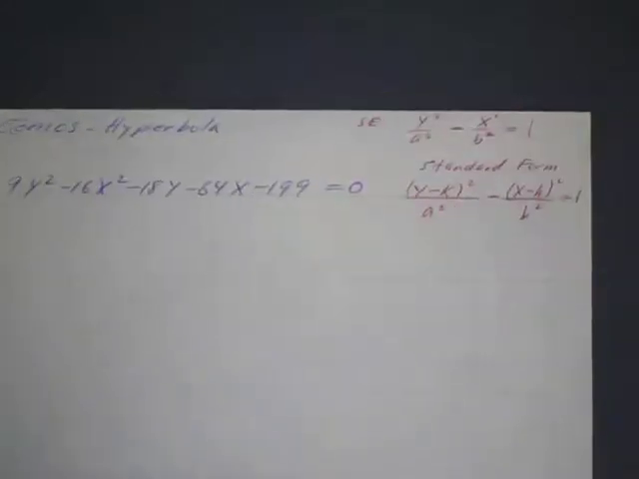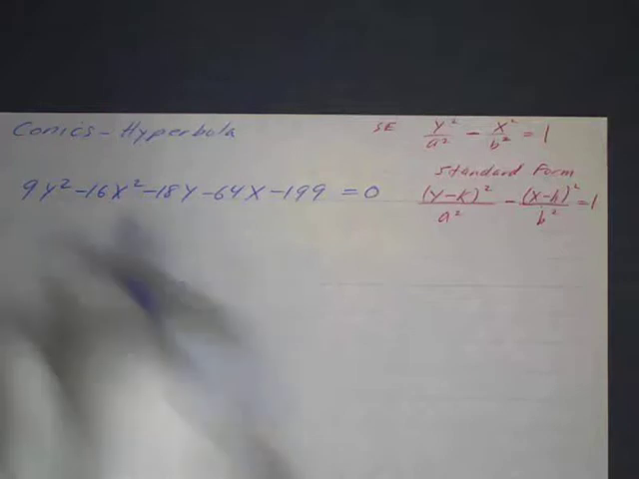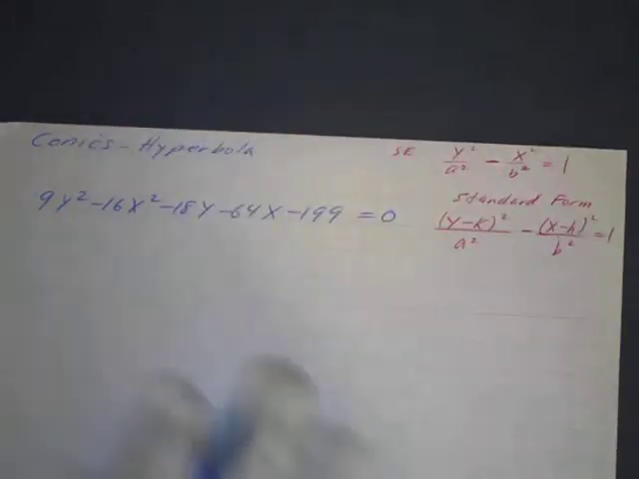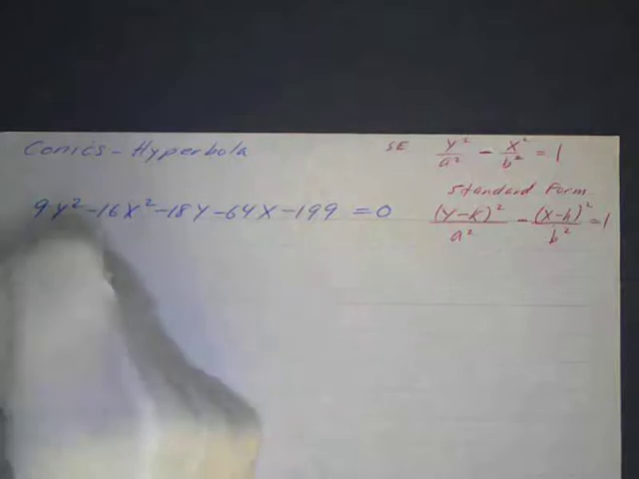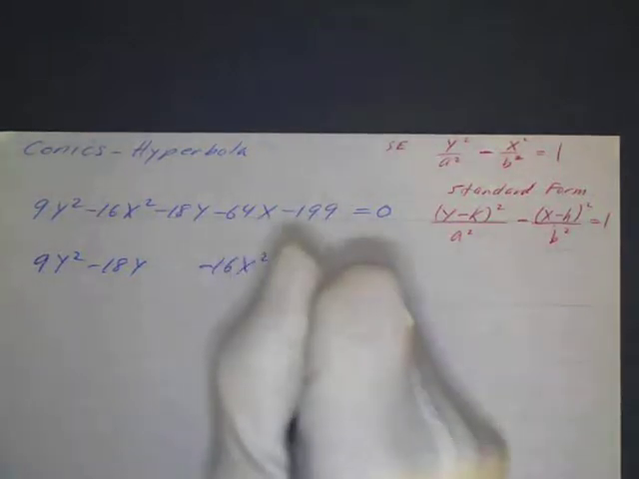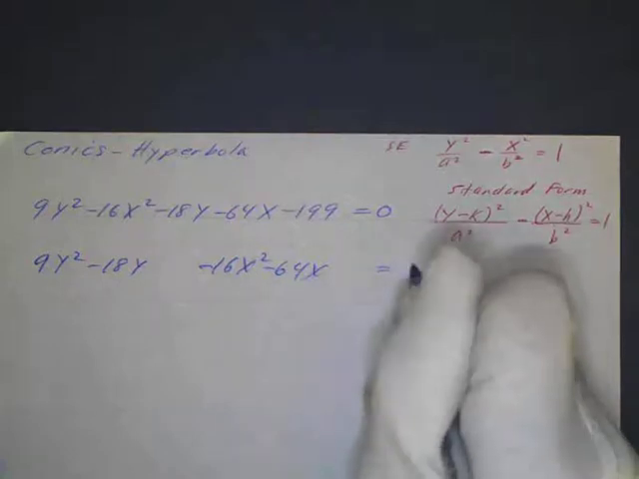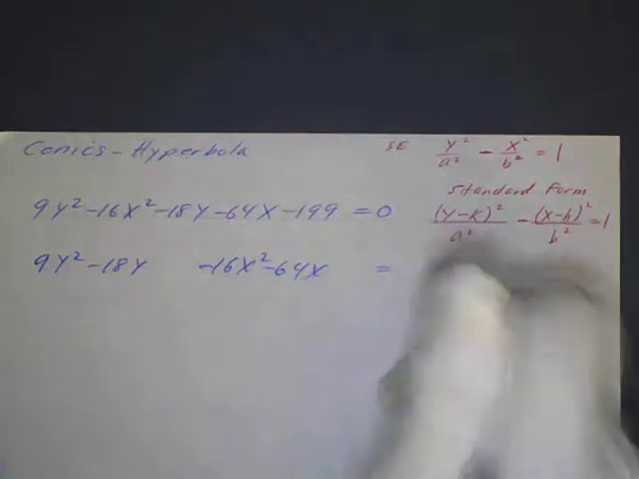So first of all, let's get this into our standard or graphing friendly form. Excuse me. So first of all, I'll separate these out a little bit. So I'll say 9y squared minus 18y, and then I'll put the x's together. Minus 16x squared, minus 64x, and I'll put the 99 on the right side, so it'll be positive 199.